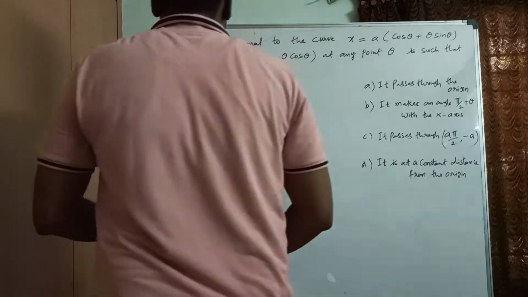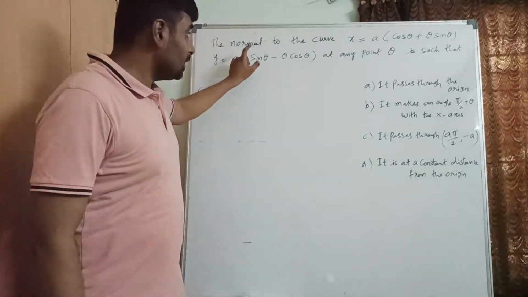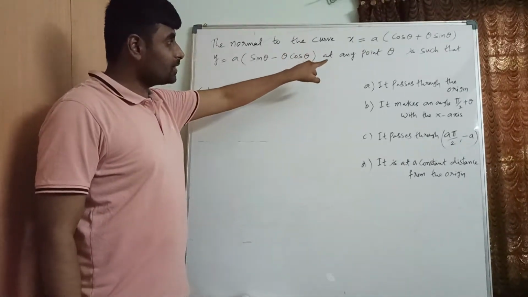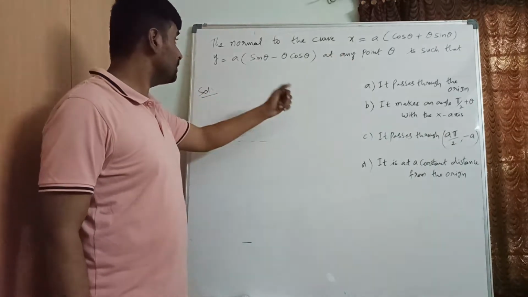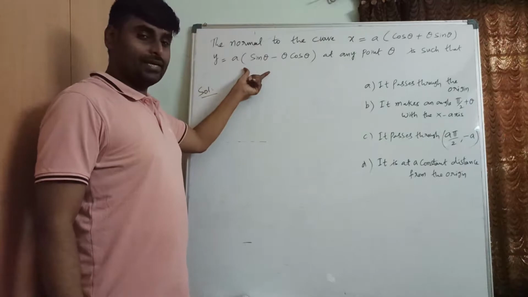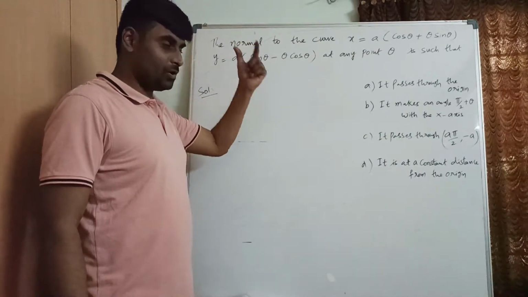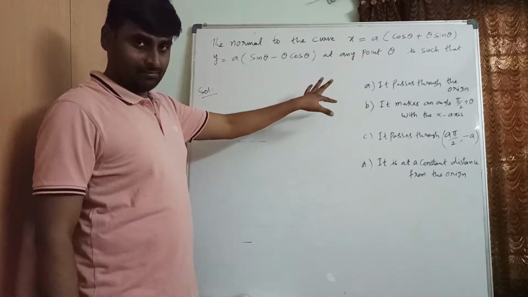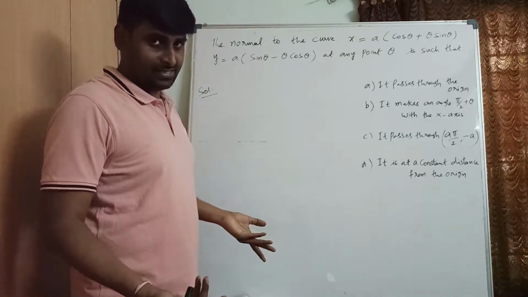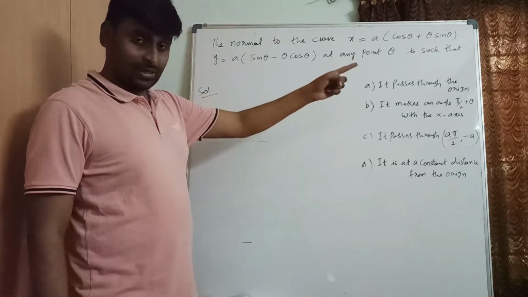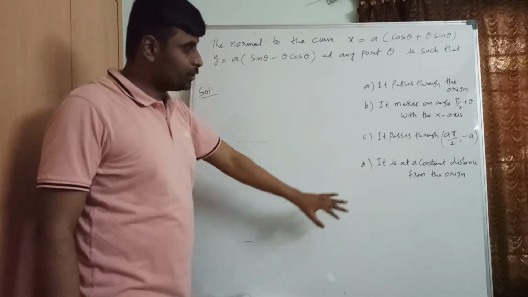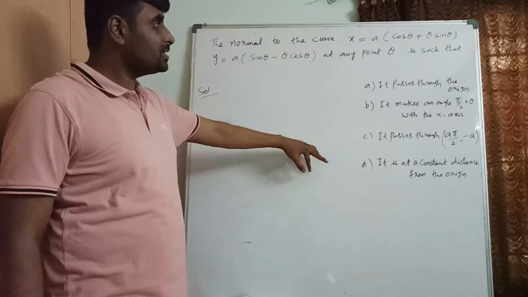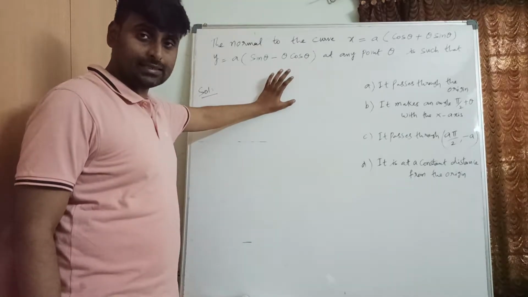Now, look at this question. The normal to the curve x equal to a into cos theta plus theta sin theta, y equals to a into sin theta minus theta cos theta, at any point theta. In place of theta, any angle we can substitute. So that is open to us. It is such that, so which of the following options is correct? Actually, this has more than one correct option.